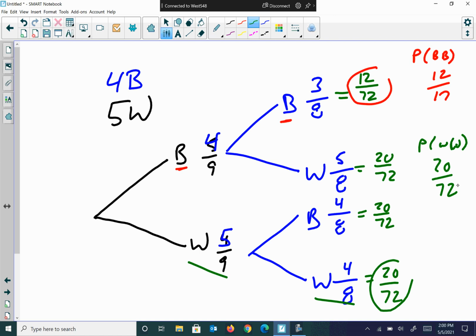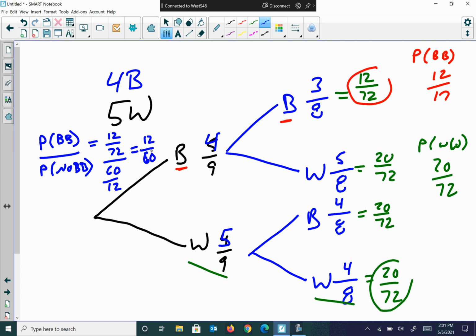So, how did we find the odds? Was the probability of it over the probability of not black and black? You could choose a black marble, but the other one couldn't be black. So you have 12 over 72 divided by 60 over 72, which is going to give me 12 over 60. So that's the odds. And remember, the odds work in order to choose a fair game. So if you bet $12 to win 60, that's a fair game. That means the odds are in your favor.